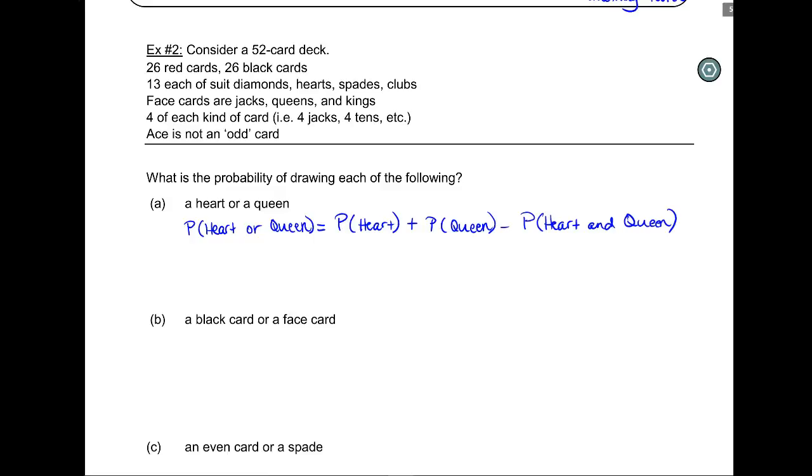Now, how many hearts are there? 13 out of 52. How many queens are there? 4 out of 52. And how many cards are both? There's only 1, right? 1 out of 52. So the whole thing, we get 16 out of 52, which is 4 over 13, which is about 0.308. So just remember our rounding, we go to 3 places.